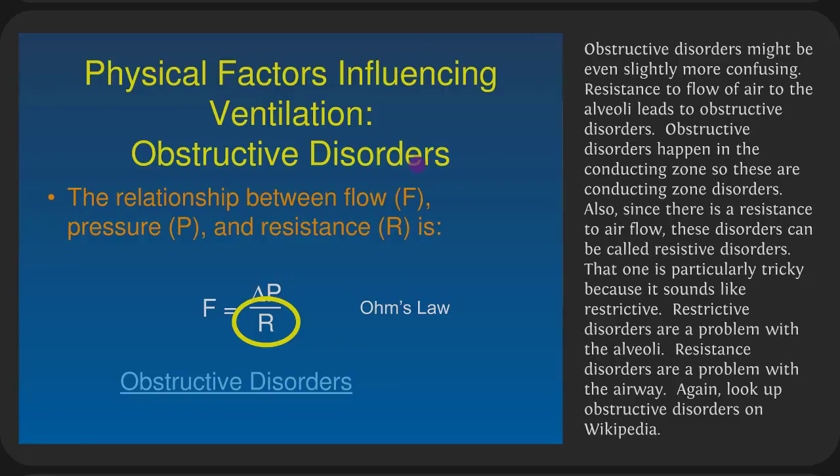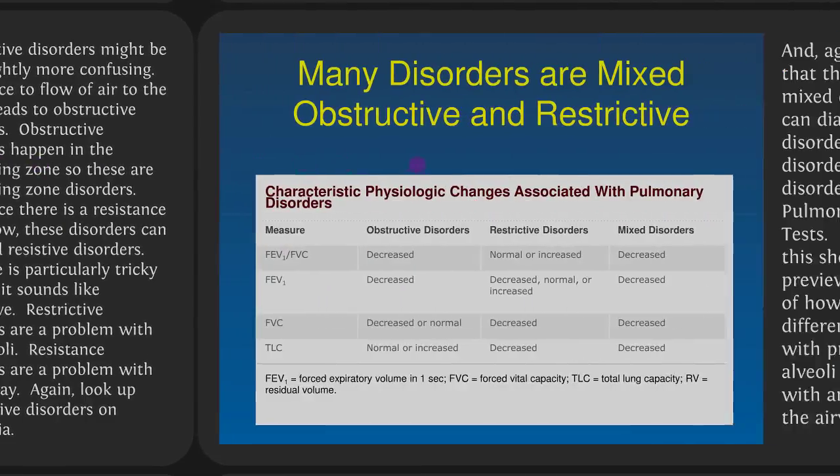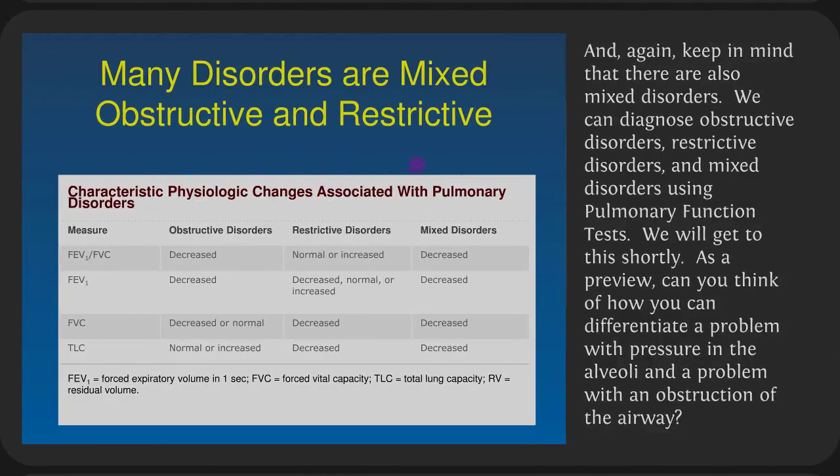Obstructive disorders might be even slightly more confusing. Resistance to flow of air to the alveoli leads to obstructive disorders. Obstructive disorders happen in the conducting zone, so these are conducting zone disorders. Also, since there's a resistance to airflow, these disorders can be called resistive or restrictive disorders. That one is particularly tricky because it sounds like restrictive, so resistive sounds like restrictive. Restrictive disorders are a problem with the alveoli. Resistance disorders are a problem with the airway. Again, look up obstructive disorders on Wikipedia to see the variety. And again, keep in mind that there's also mixed disorders.